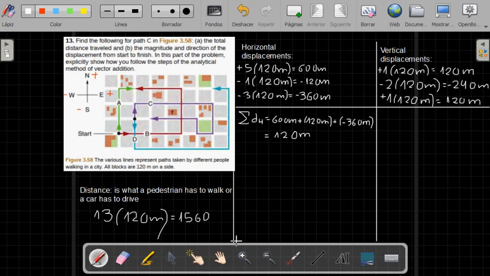By the way, I almost forgot to write down the negative here. Sorry for that, my bad. Right there. Let's see if I have enough space. Cross fingers. Okay, plus minus 120 meters. There, good job.